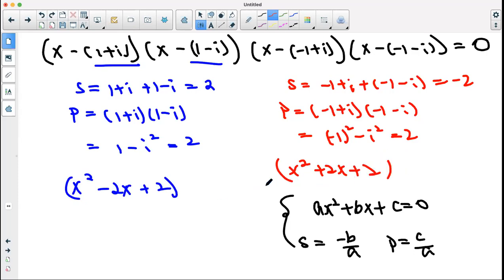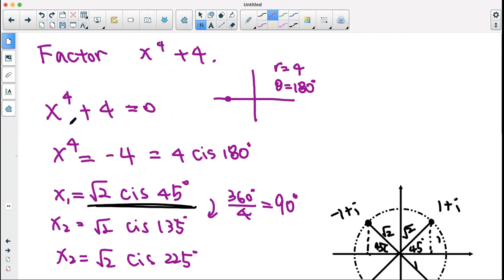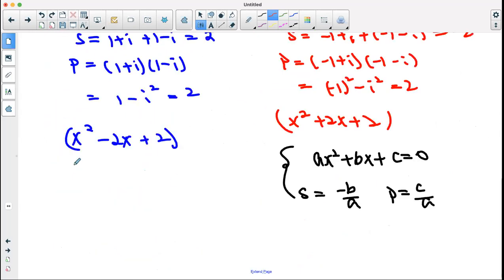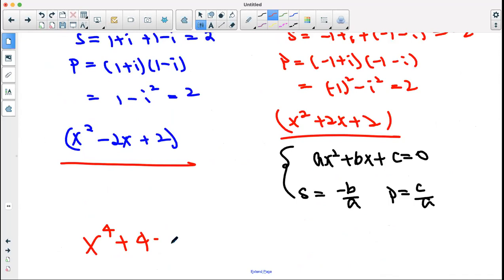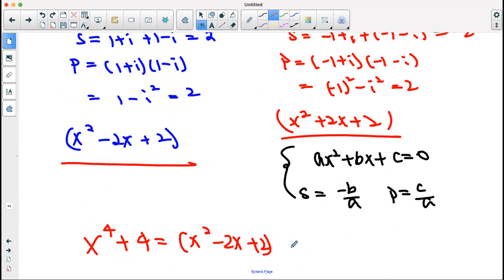Since I made my coefficients of x rational numbers, I can call this my factoring, because my original expression can be expressed as the product of these two. So x to the fourth power plus 4 is in fact equal to x squared minus 2x plus 2, and the next one is x squared plus 2x plus 2. That will be my factoring.